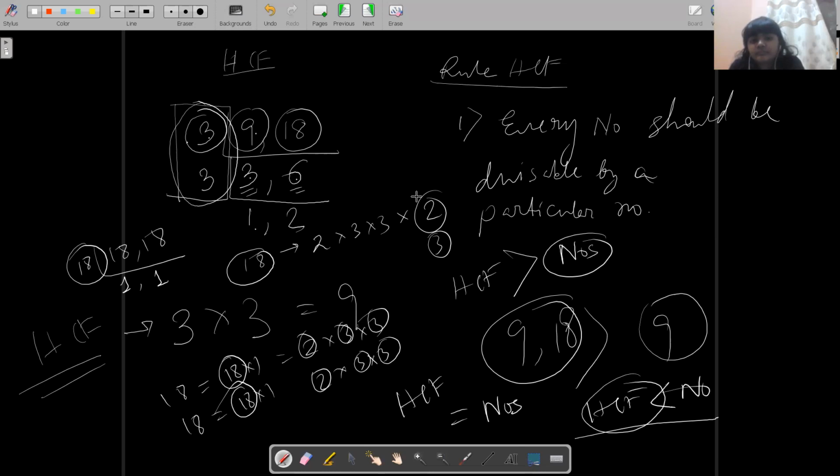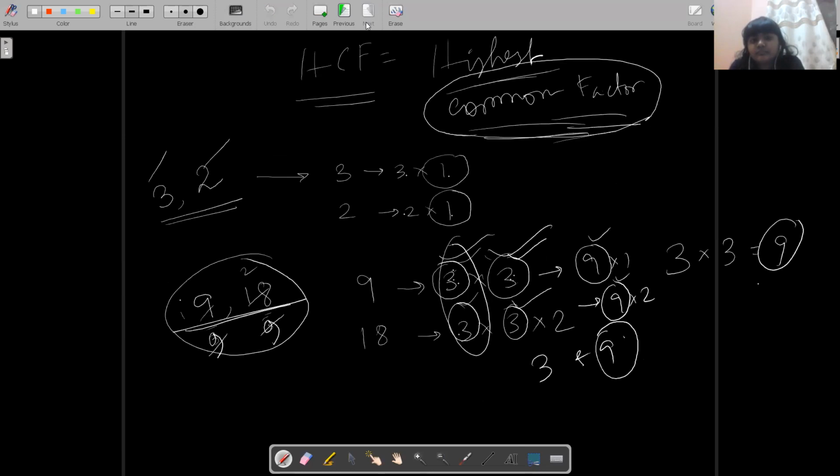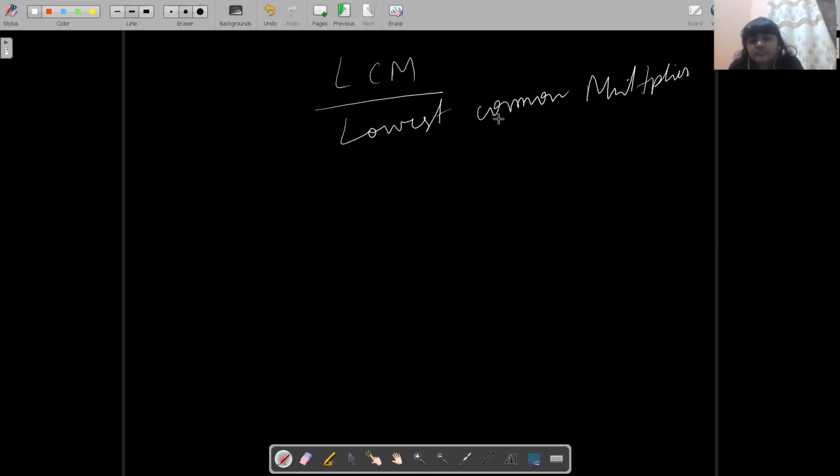But LCM is not like this. Now we'll come to the LCM. What LCM means. LCM means lowest common multiplier. Now first we understand what is multiplier, then we'll come to this part.